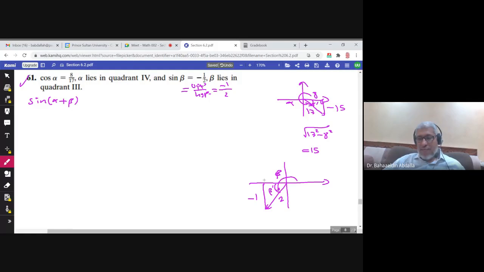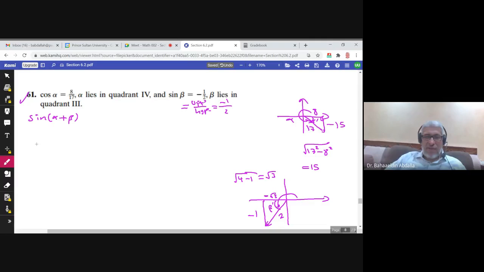Now, what about x in the third quadrant? Is it positive or negative? It's negative. How can you find it? Square root of 4 minus 1, since negative 1 squared is 1. So it's square root of 3, but it has to be negative. So the adjacent is negative square root of 3. Now I have the triangle for alpha and the triangle for beta, so I can find anything.